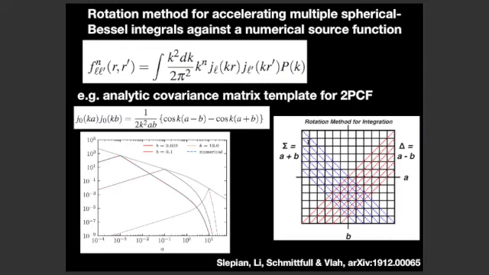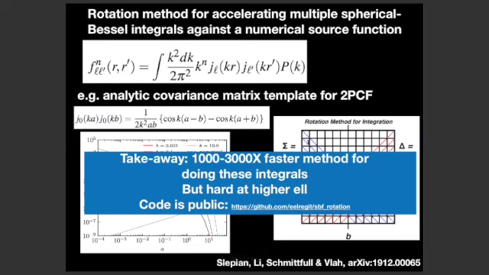And the overall takeaway, really due to a really nice implementation by Yin of this that took him quite a while to hone, is that we can actually do these integrals 1,000 to 3,000 times faster than the naive method where you just do a 2D kind of search. It is hard at higher L for technical reasons. Talk to me after if you're interested. And our code is public, so if you're interested in seeing how it works, go for it.